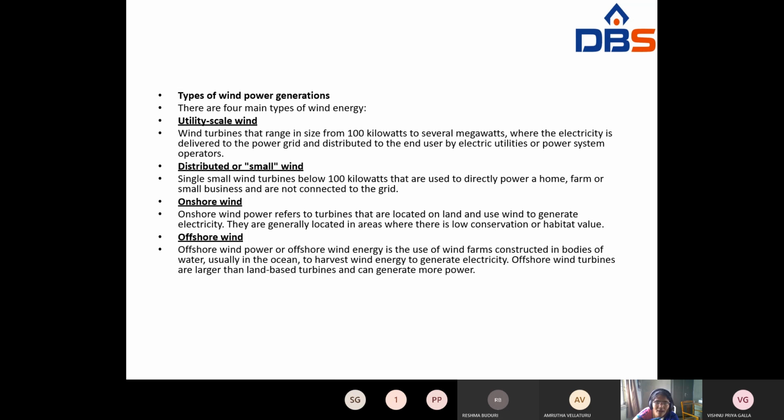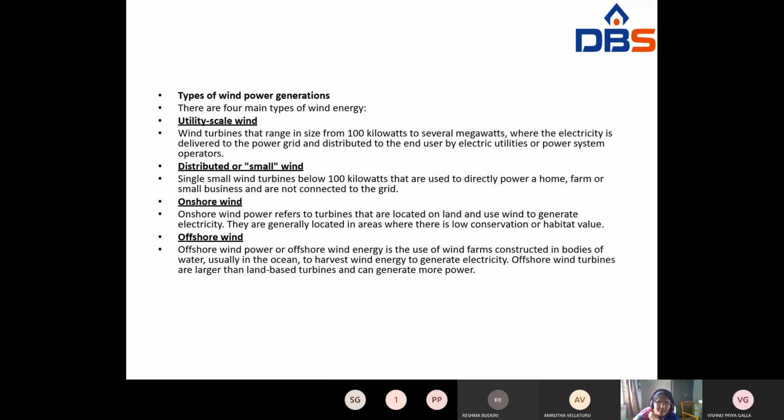Wherever you use 100 kilowatts to several megawatts, that is our utility. For example, for domestic utility, you use 100 kilowatts to several megawatts. By using wind turbines, you can produce this amount of electrical energy. Those are nothing but utility scale wind power generation.